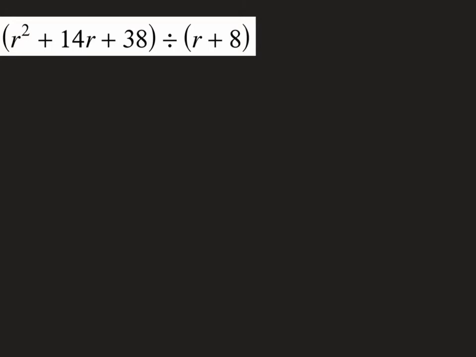Okay, so let's do one out together. The first thing that we can do here is make sure that we're getting it set up correctly. If you do this incorrectly, you're going to be setting yourself up for failure. I'm going to make sure that most of the time it's your larger polynomial on the inside. So we have r squared plus 14r plus 38, and I'm going to have r plus 8 on the outside.